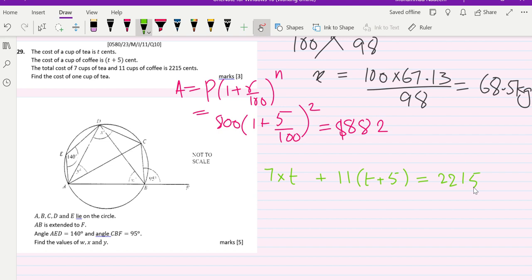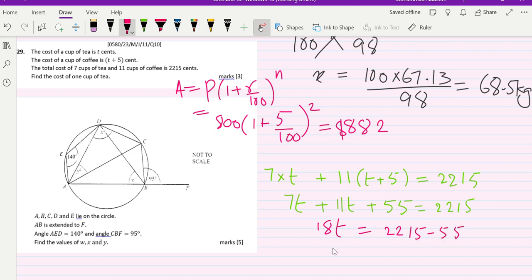Okay, let's solve this. Expand the bracket: you will get 7t plus 11t, and 11 times 5 will be 55, equals 22.15. 7t and 11t are like terms because they both have the same variable t. 7t plus 11t will be 18t. Shift this 55 to the other side, it will be subtracted from 22.15, and also we will shift this 18 to the other side, it will be divided.